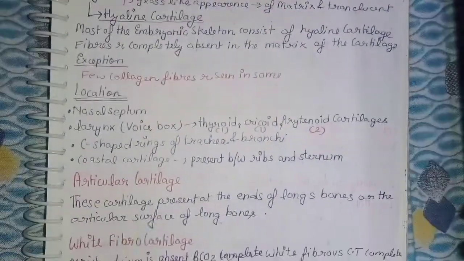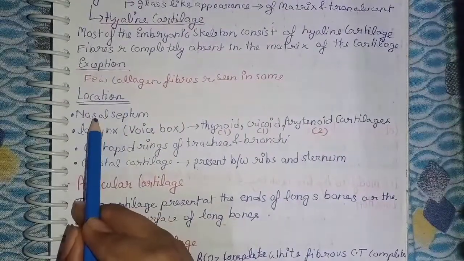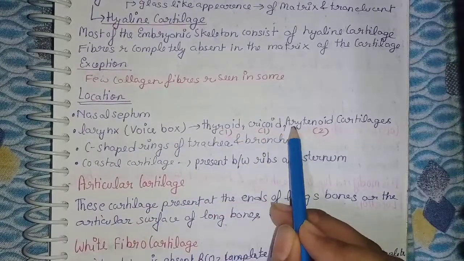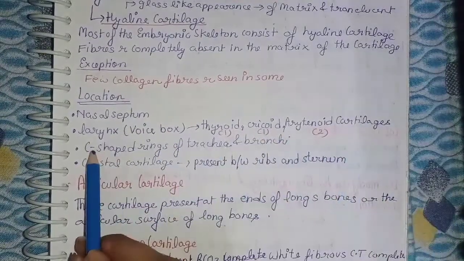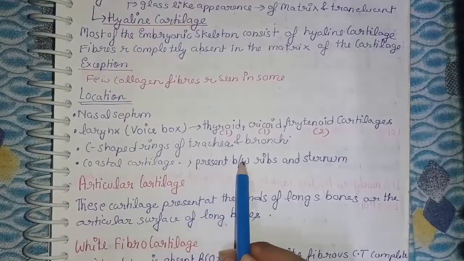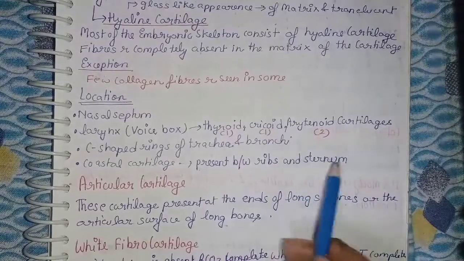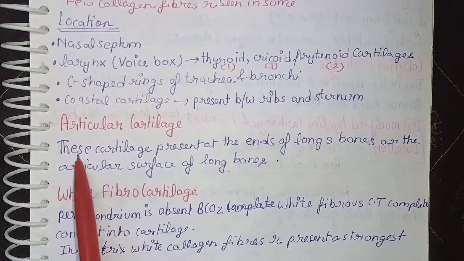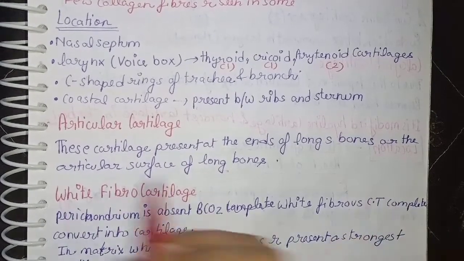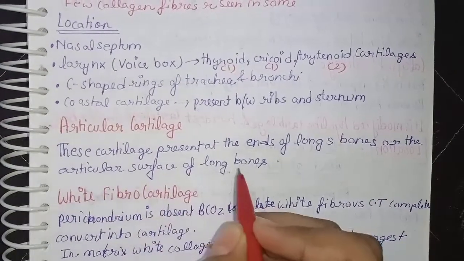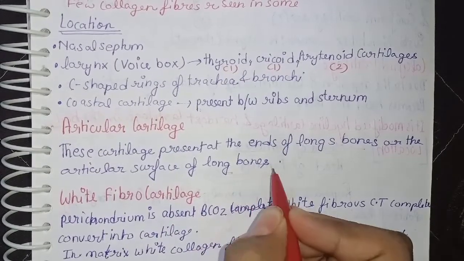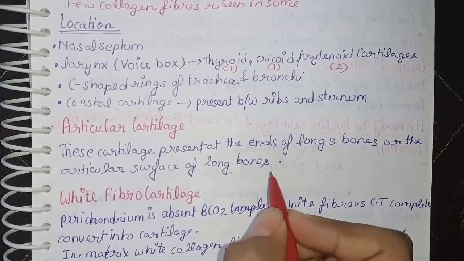Now the location of the hyaline cartilage: nasal septum, larynx or voice box, thyroid, cricoid and arytenoid cartilages, C-shaped rings of trachea and bronchi, and costal cartilage, which is present between the ribs and the sternum. Also articular cartilage, which is present at the end of long bones or the articular surface of long bones. Examples of long bones are tibia, humerus and femur.